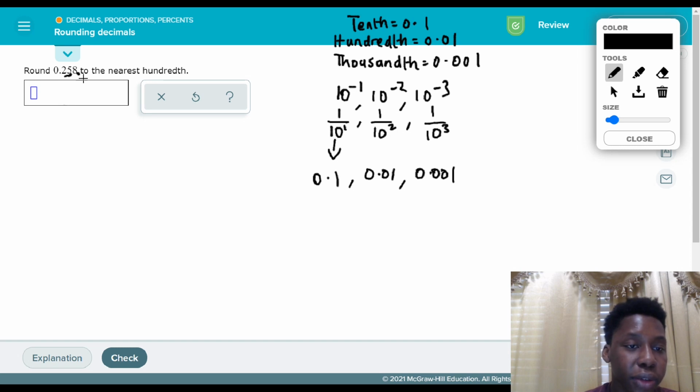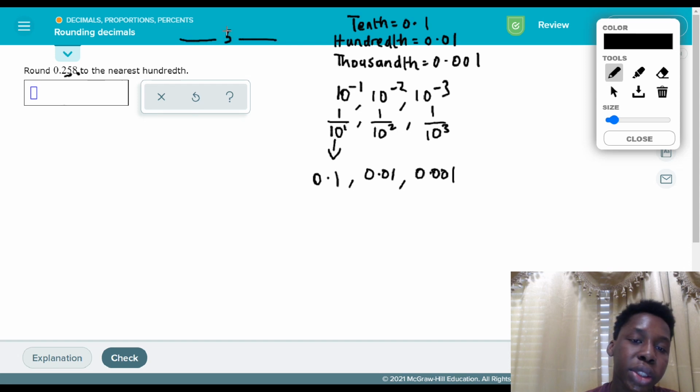And we're going to ask ourselves, is this 8 greater than 5, or equal to 5, or is it less than 5? Okay, so since it's greater than 5, we have to add 1 to this 5 here. So 5 is basically the gap between whether you're going to add or leave the number as it is.